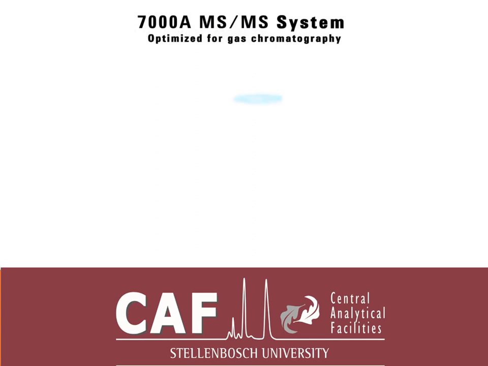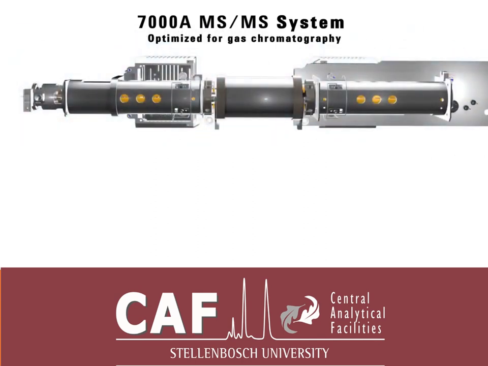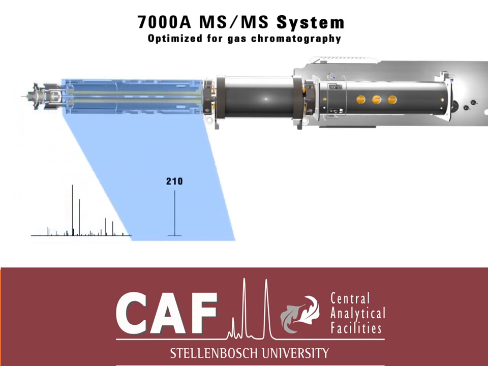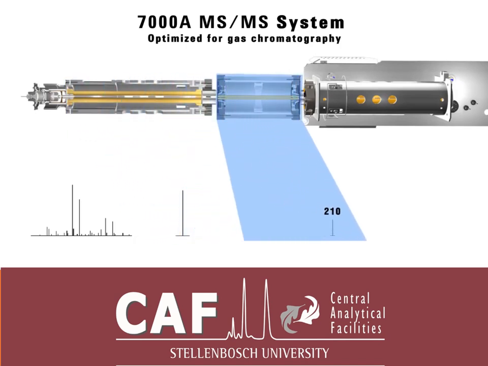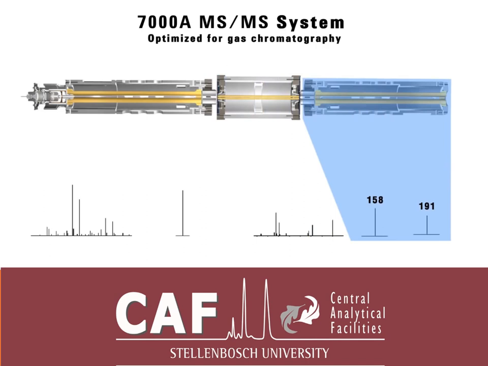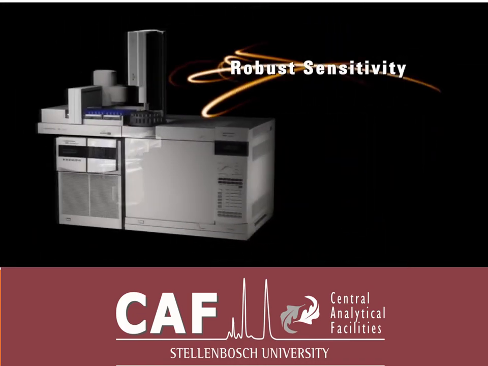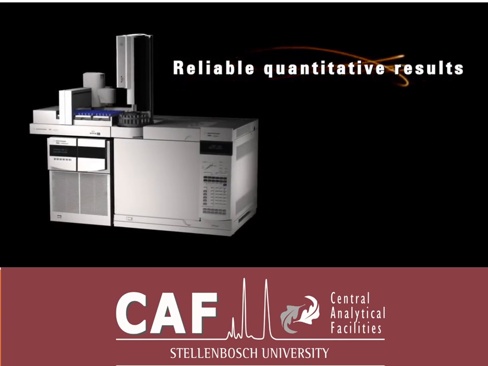The 7000A MS-MS, an MS-MS system optimized for gas chromatography. From the classical distribution of ions produced in the inert, high-performance source, to the precise isolation of the precursor ion through the path of the hot quartz hyperbolic quadrupole, into the high-pressure hexapole collision cell for efficient precursor dissociation, product ion transmission and simultaneous reduction of metastables with helium quenching, to the final accurate mass analysis in a second hyperbolic quadrupole field before ion collection at the triple axis detector, the 7000A system has been carefully designed to deliver robust sensitivity and reliable quantitative results.